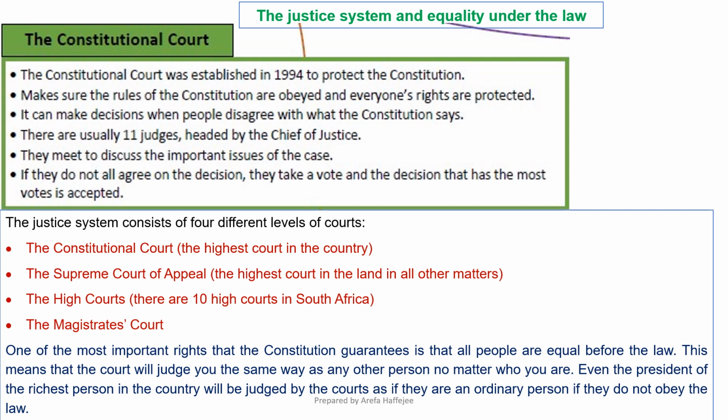Now, the justice system consists of 4 different levels. The highest is the Constitutional Court, and you get the Supreme Court, which is the highest court in the land on all matters. And we have the high courts. There's basically 10 in South Africa, and the Magistrates Court. The Magistrates Court is the first court you go to. If you don't agree with something in the Magistrates Court, then you go to the High Court. If you're not happy with the High Court's decision, you make an appeal and you go to the Supreme Court.